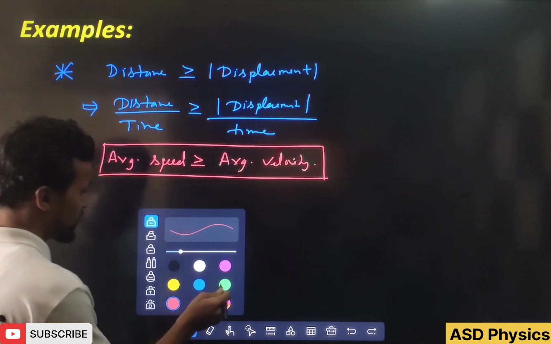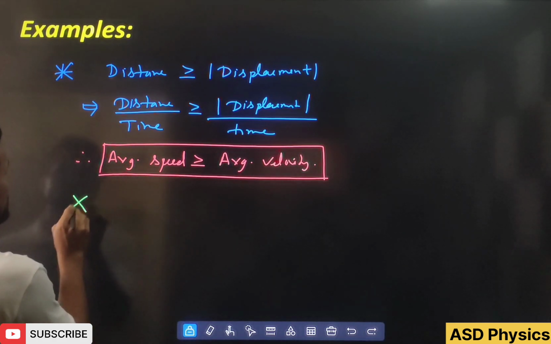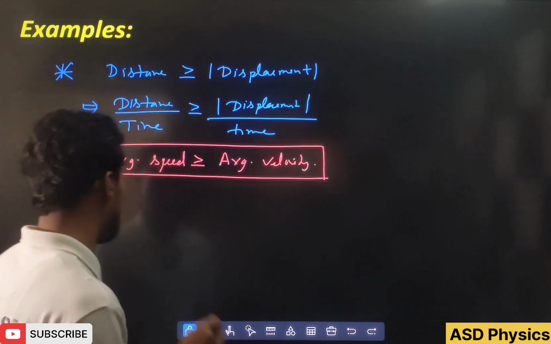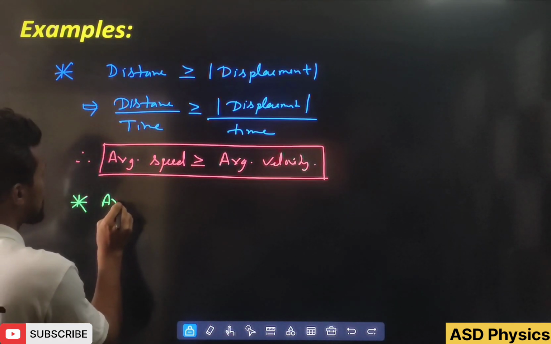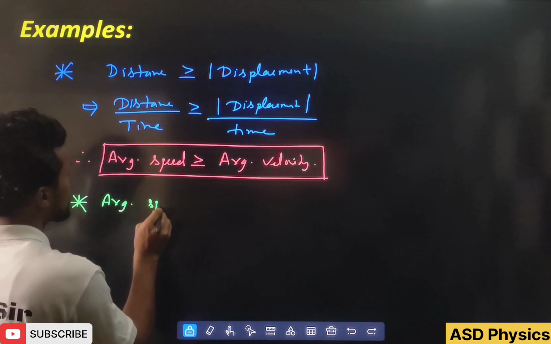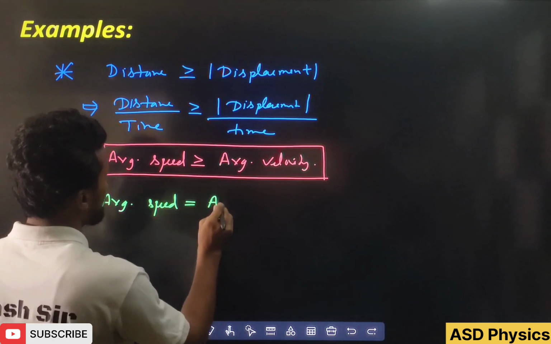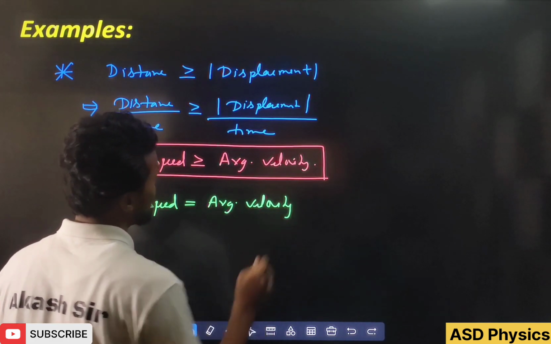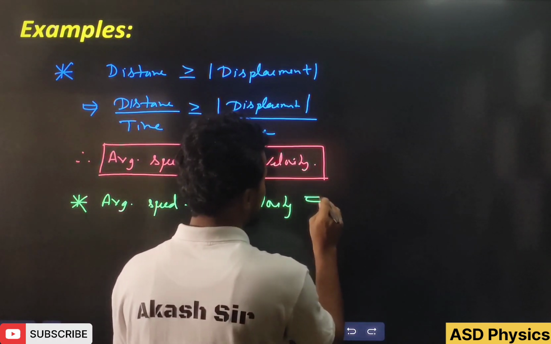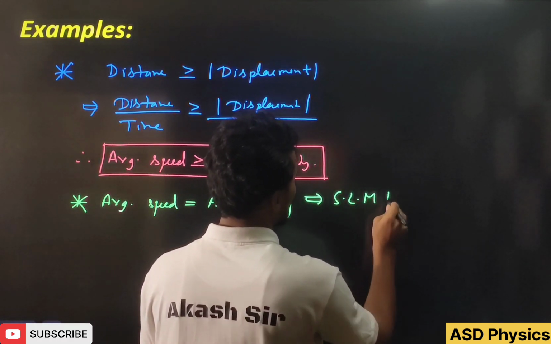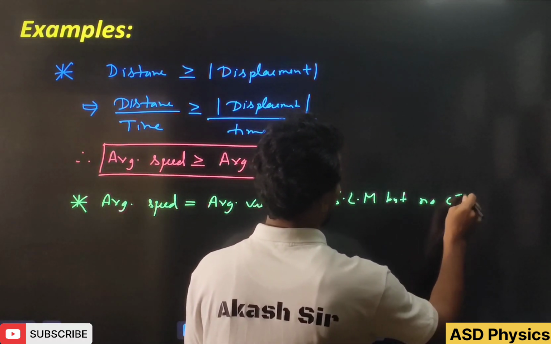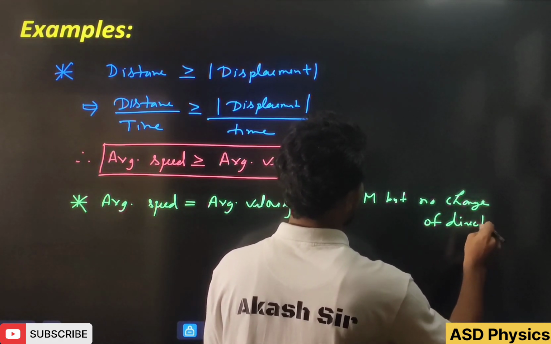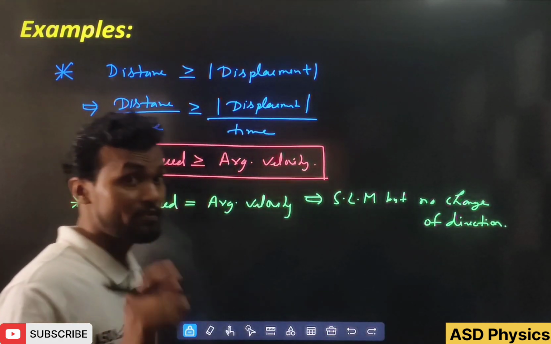And what I have told you, students, that you also know very well: if the object is traveling in a straight line without changing direction, then in that situation this average speed will be equal to average velocity. In which situation? When the object is moving in a straight line without changing direction. Both of them will be equal. Have to remember that, very, very important.